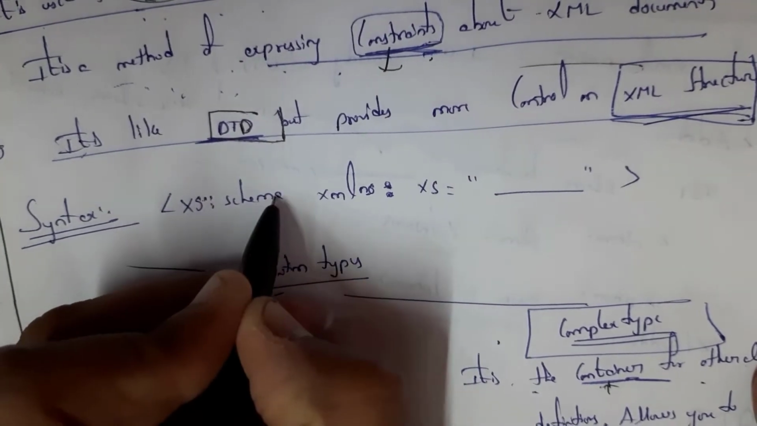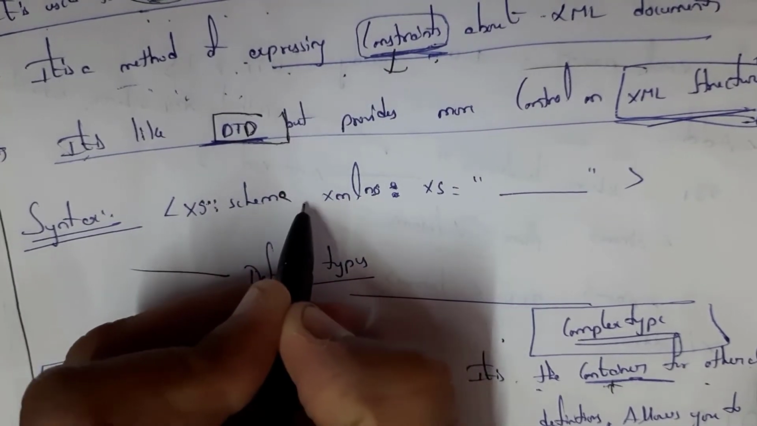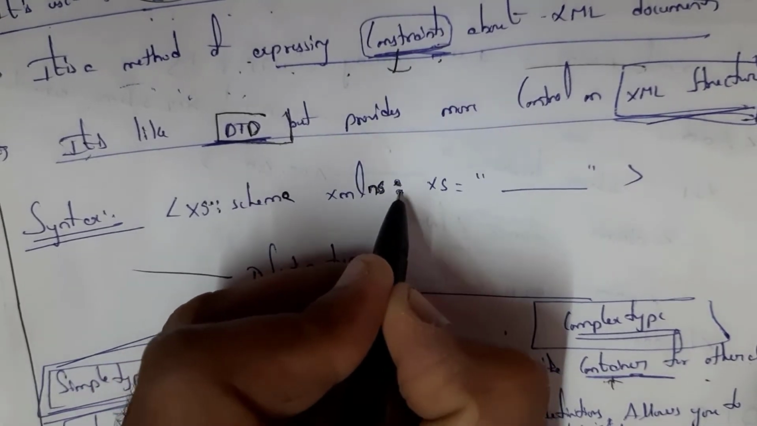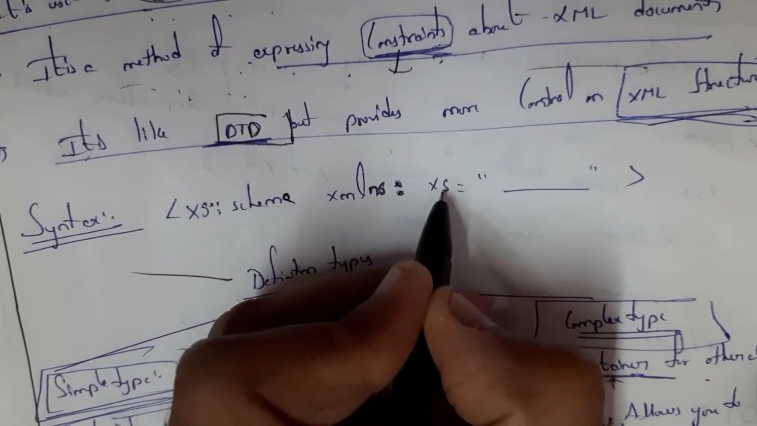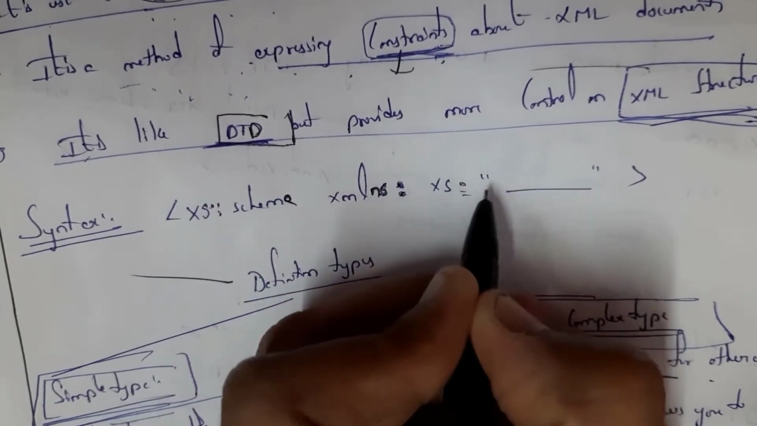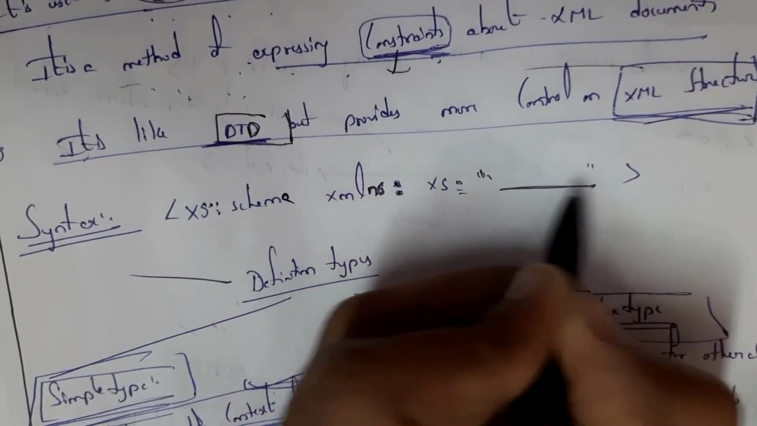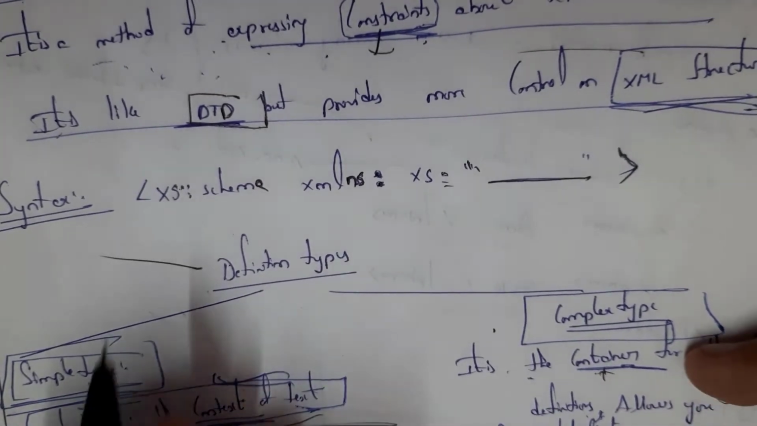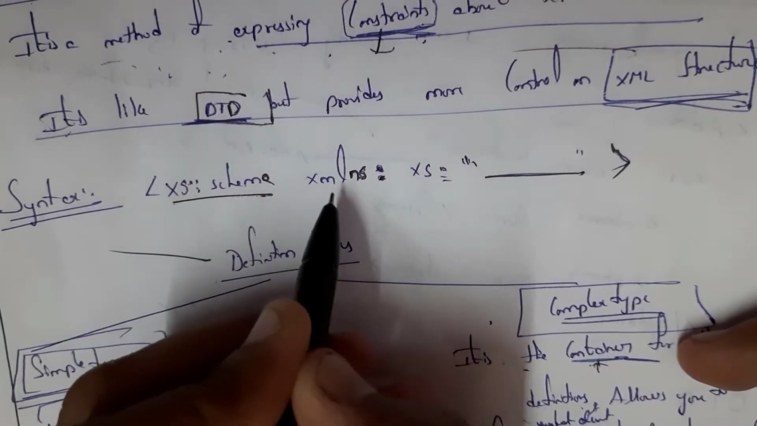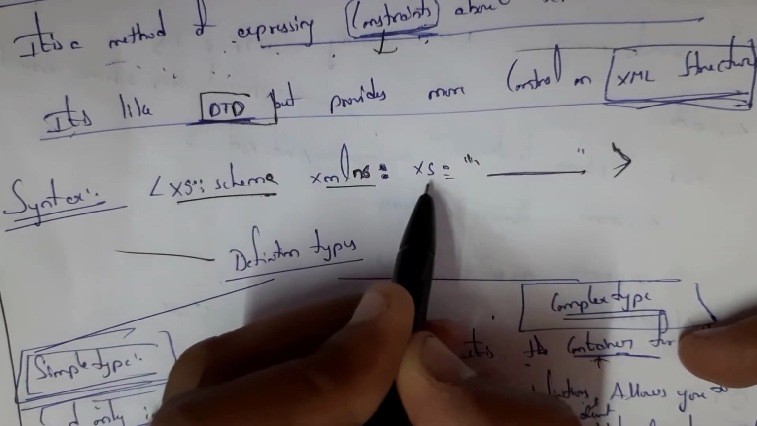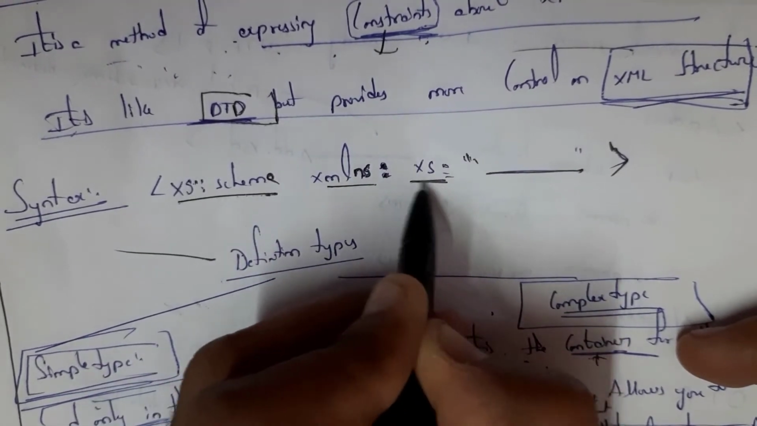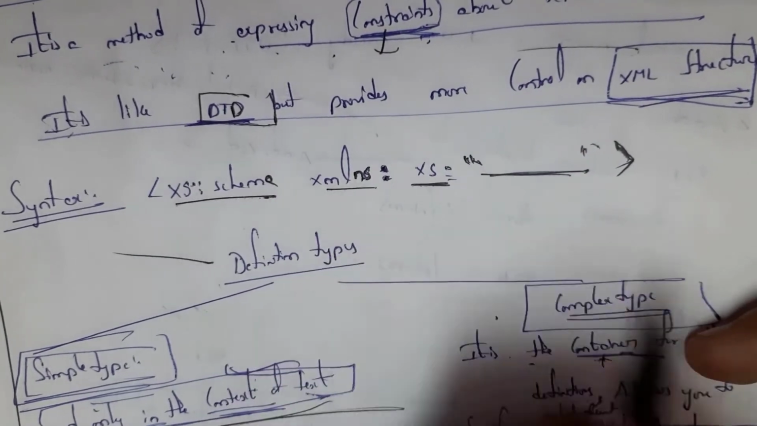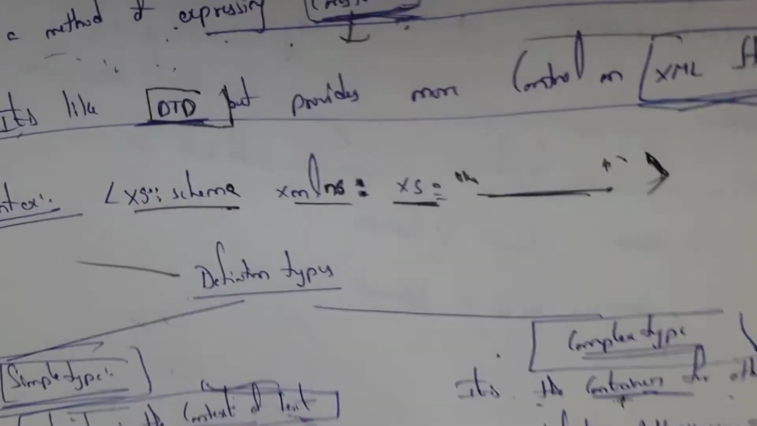See the syntax: xs:schema, space, xmlns:xs equals the XML schema namespace, and inside this we have to write content. This is the syntax of XML schema.